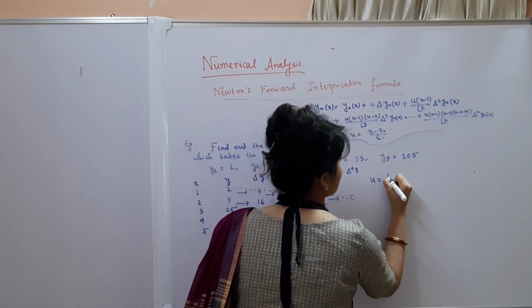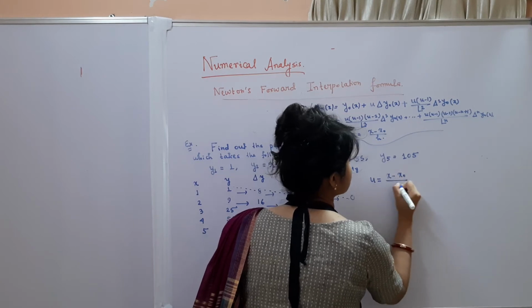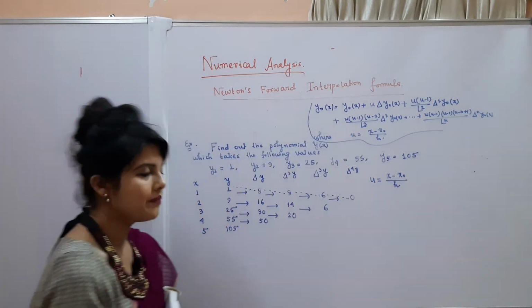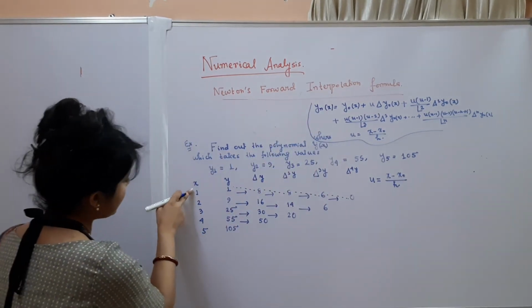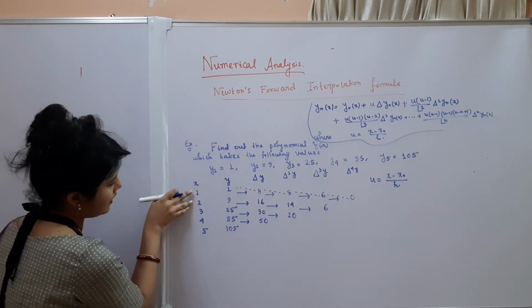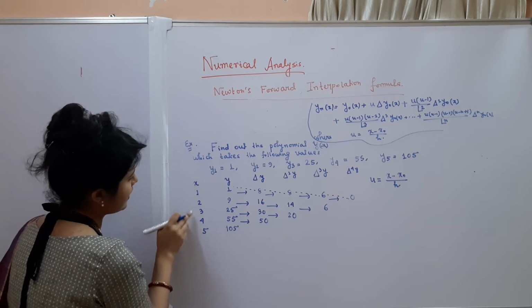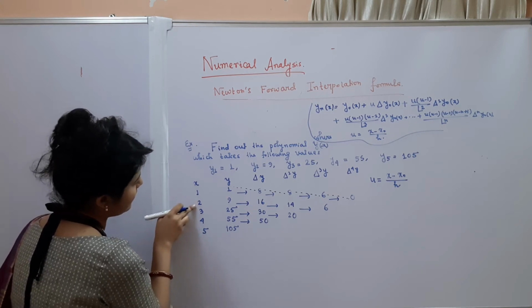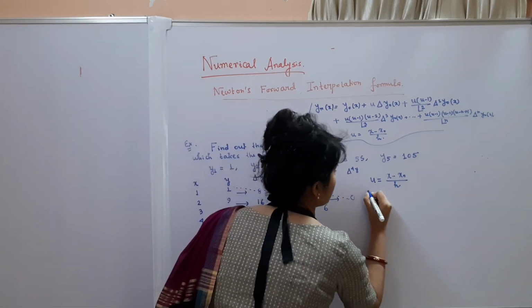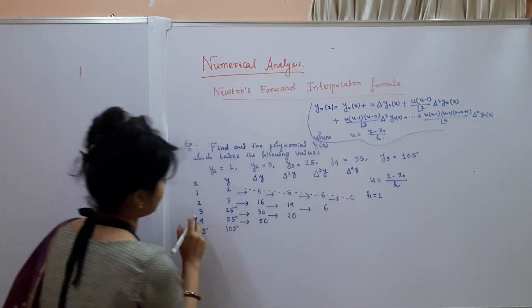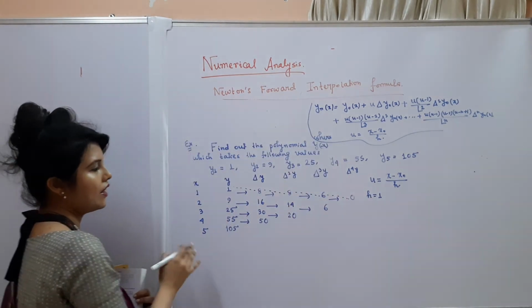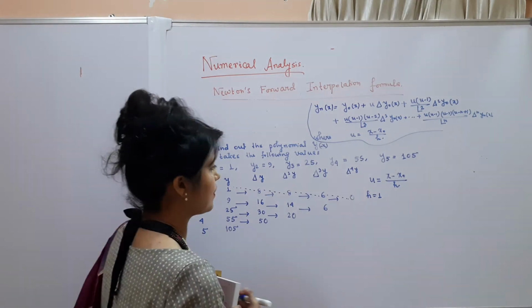So what is u? u is x minus x0 by h. Okay, now what is h? h is the difference between two corresponding values of x. So clearly the difference is 1. So the common difference h is 1 and they are equidistant. Okay, so you can easily apply Newton's forward.